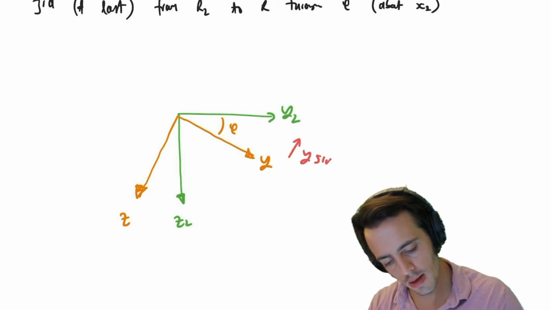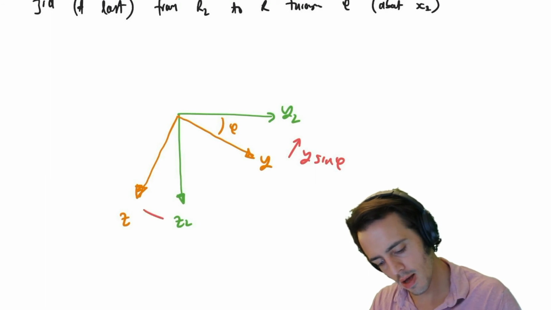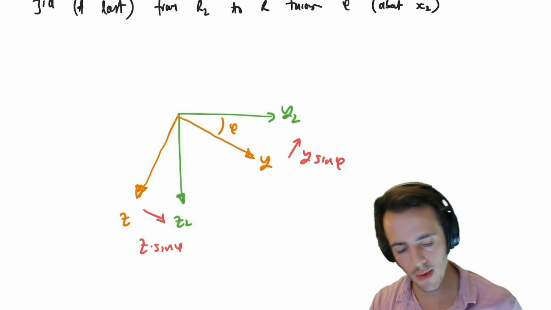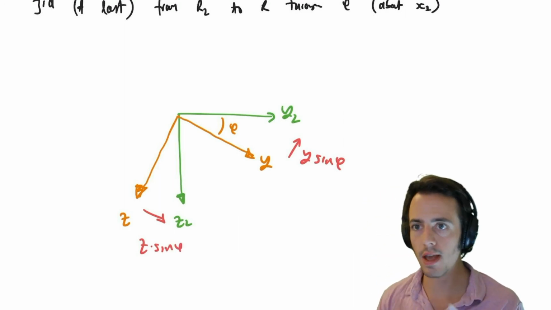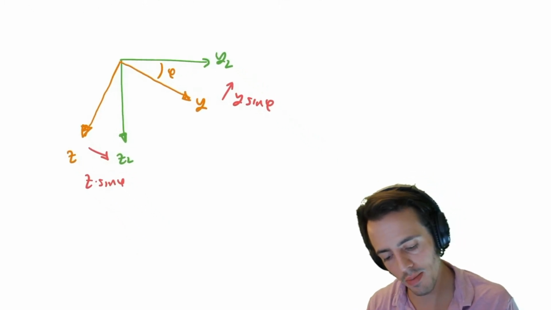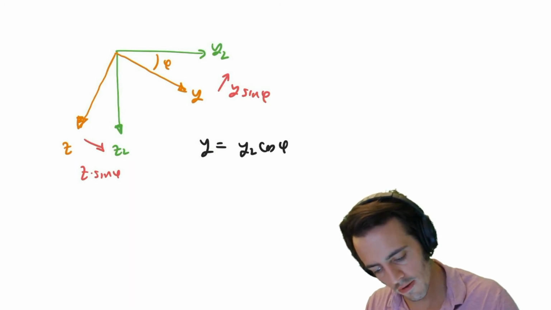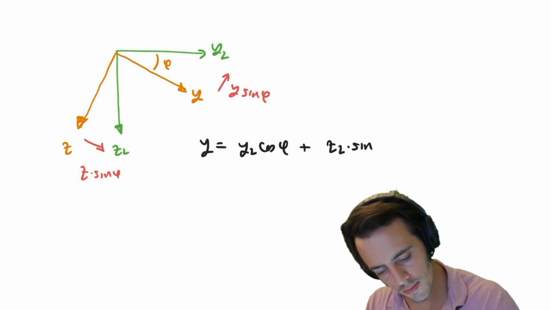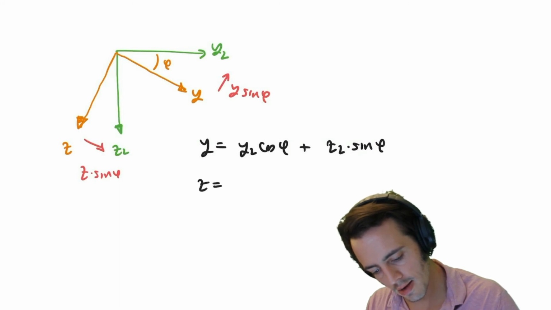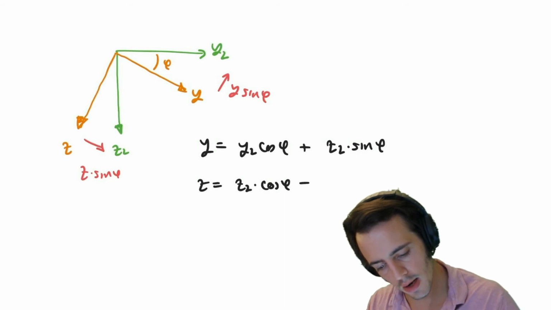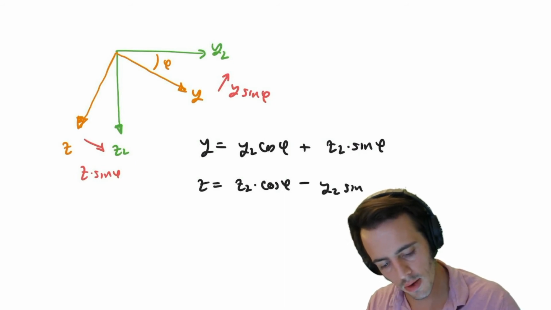So y sine phi, z sine phi. You actually only really need to draw the sines just to get yourself around the directions, because you know the cosines are always going to be positive. So we can see immediately here that y is equal to y2 cosine phi plus z2 sine phi, and z is equal to z2 cosine phi minus y2 sine phi.